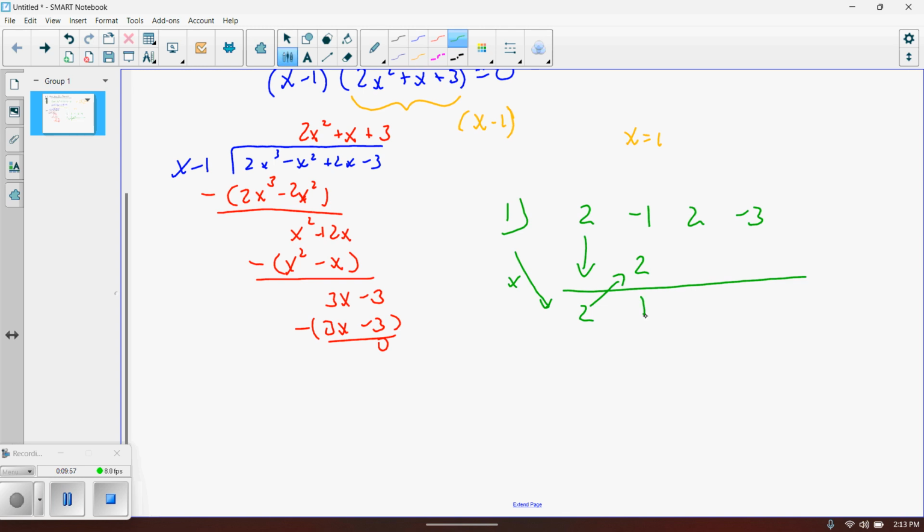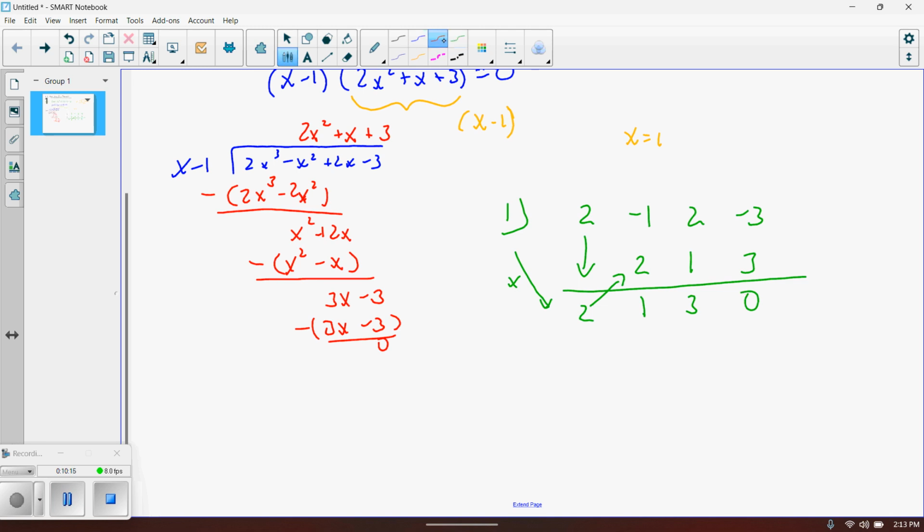So negative 1 and 2 is 1. Repeat the process. Multiply, bring it up, so that's 1, add, multiply, bring it up, and add. And because I have a 0 on the end there, that means that this is a factor with no remainder.